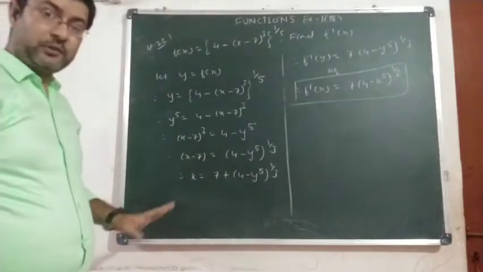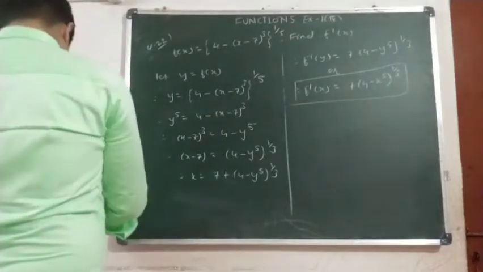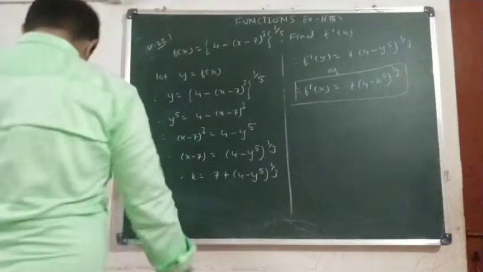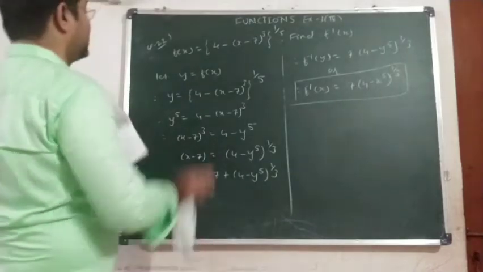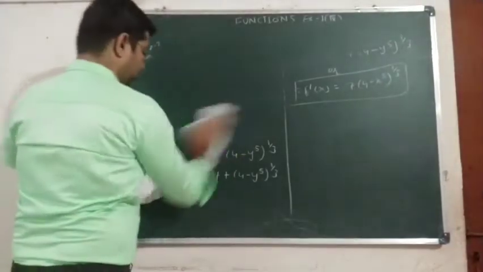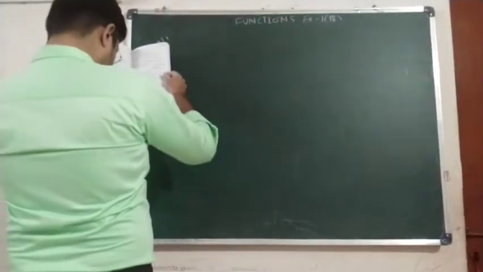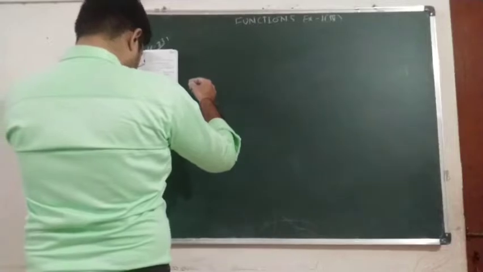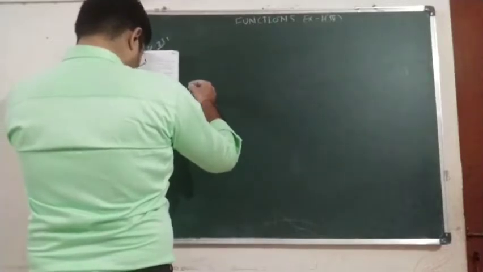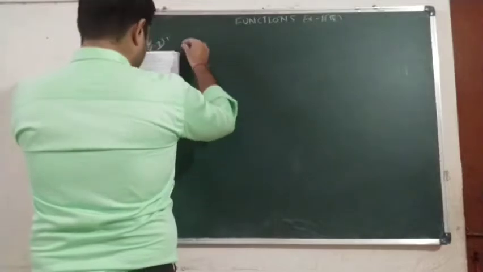I hope you have understood this question. Now question number 23. Okay, we have to show that the following functions are bounded and we have to find the upper and lower bounds.